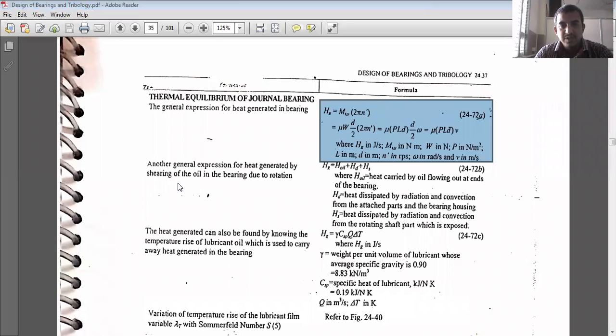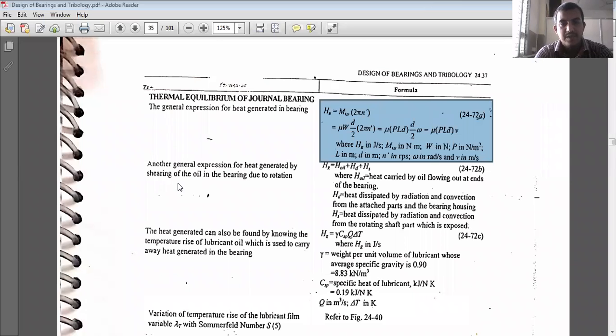In this equation, use only the first and last term. Don't use this one, and also don't use this one, and also this one. Now, what is the S of P? It is equal to mu into P into L into D by mu.